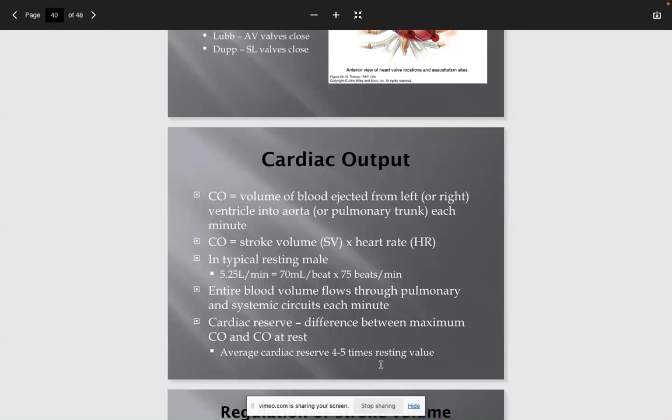The cardiac reserve is the difference between the maximum cardiac output and the cardiac output at rest. And it says here the average cardiac reserve is 4 to 5 times the resting value.